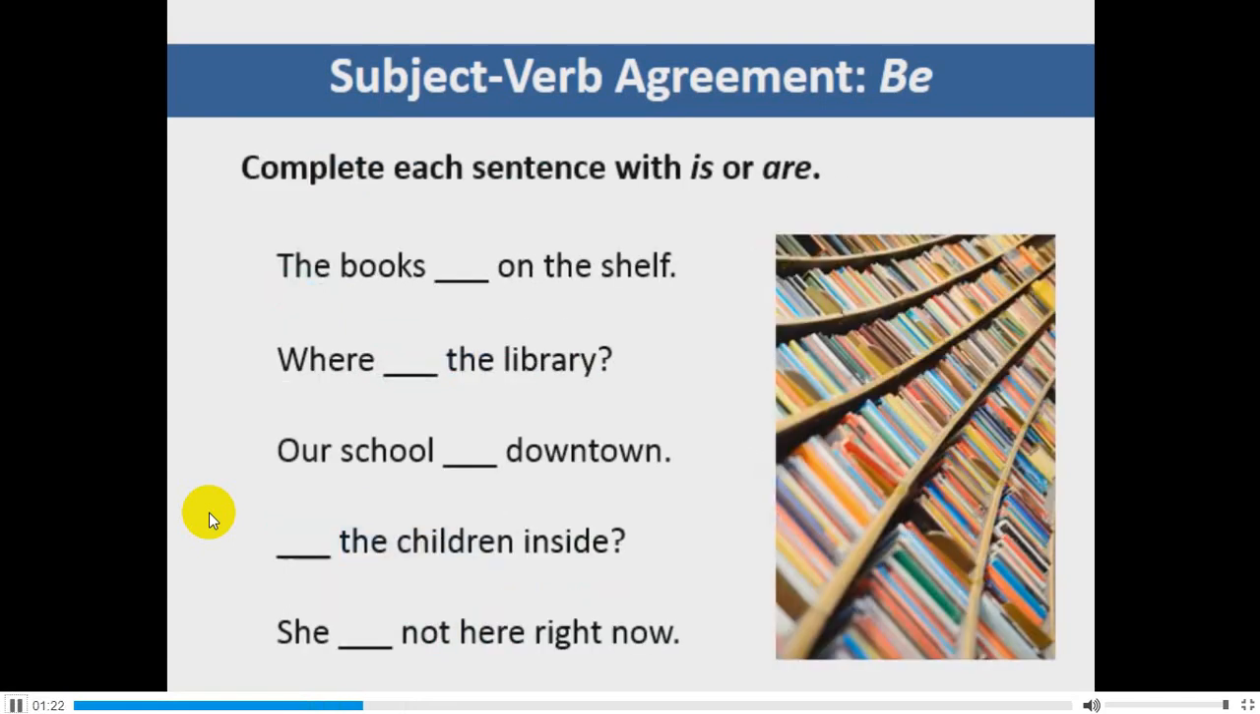Complete each sentence with is or are. Then listen and check your answers.